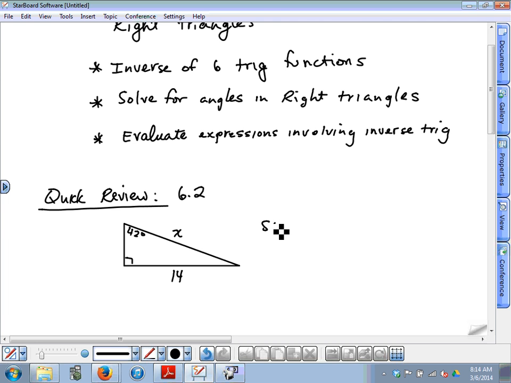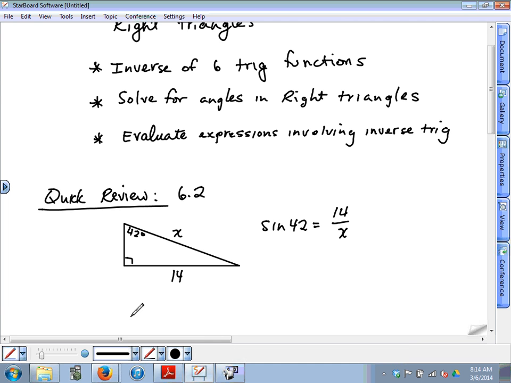Sine. You're right. The sine of 42 equals 14 over x. Or you can use cosecant. That would put x on top. That's the one difficulty. Many calculators do not have cosecant, but you can just do 1 over the sine. But since we've started this way, let's finish this.